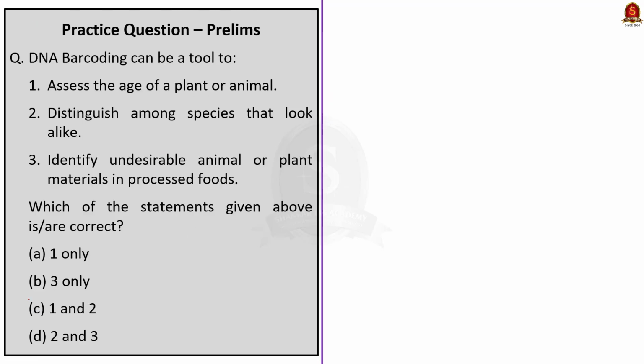Next question is DNA barcoding can be a tool to first assess the age of a plant or animal. This statement is incorrect because DNA does not contain any details of age. Rather, it can be done by radiocarbon dating. Second is distinguish among species that look alike. Yes, it can be done. Identify undesirable animal or plant materials in the processed food. Yes, it can be done. So the answer is option D.